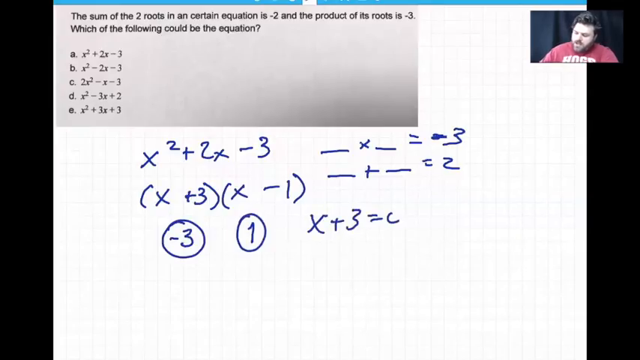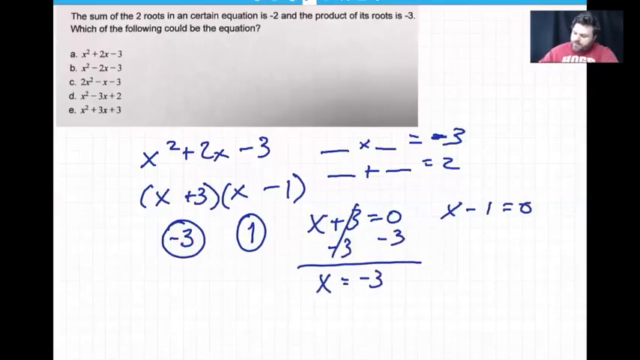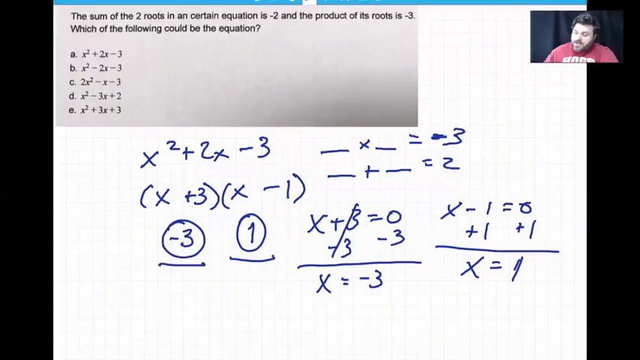Remember, all I'm doing is setting each factor equal to 0 and solving. I get x is equal to -3, and if I add 1 to both sides, I get x is equal to 1. So those are my two solutions, -3 and 1. So the product of those is -3. This times this, that's what it says here in the question. This is the product. So the product of the two roots is -3.